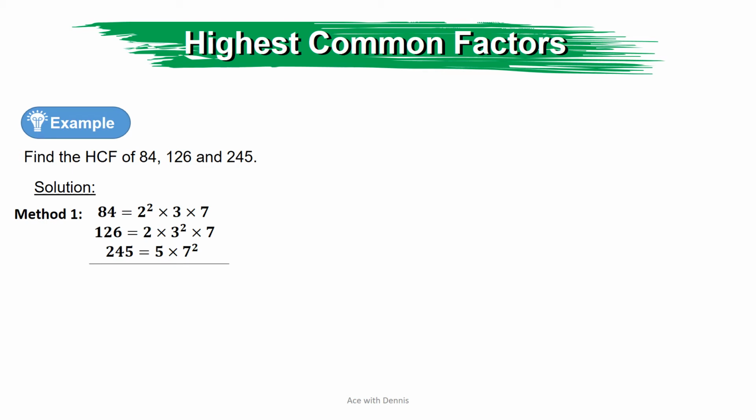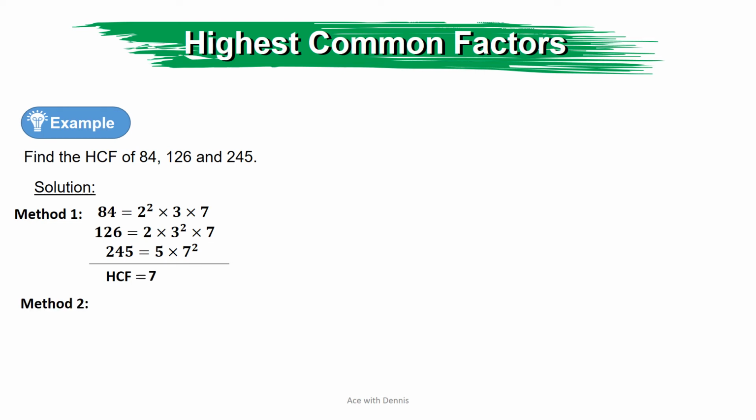From here, we find that 2 and 3 are common bases for 84 and 126, but not common for 245. Therefore, we don't include 2 and 3. 5 only appears in 245, therefore we also don't include 5. Only 7 is common for all the 3 numbers, and the lowest power for 7 is 1, therefore the HCF in this case equals 7.